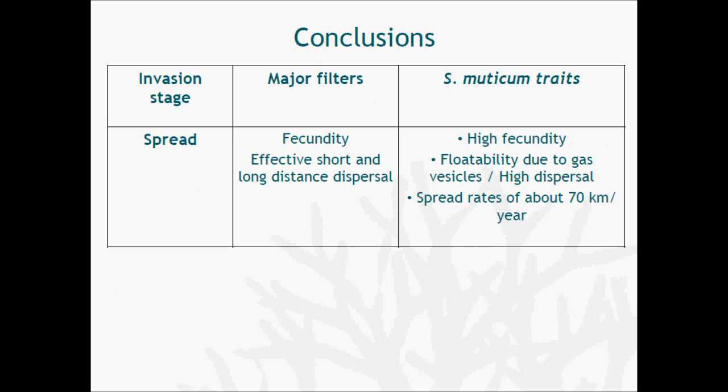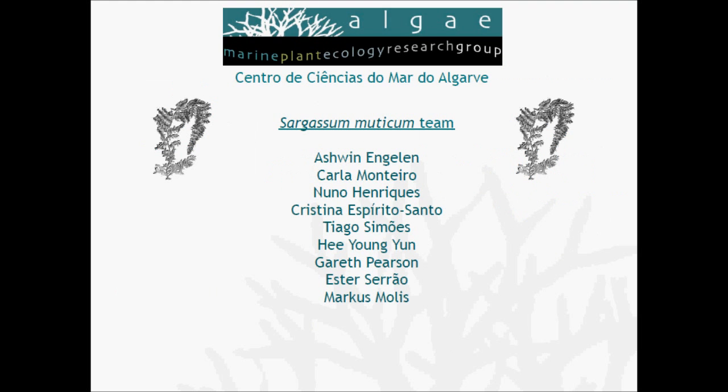We need to understand fecundity, how much it reproduces, and how effective is this dispersal. We know that this Sargassum has high fecundity, so it has a lot of reproduction. And we know that it floats because it has the gas vesicles, and it can transport the embryos that are attached to the receptacles. They can be transported along the shore, and that's probably why it disperses so fast. So this makes it a very good dispersal species. And the spread rates are about 70 kilometers a year worldwide. Okay, thank you.